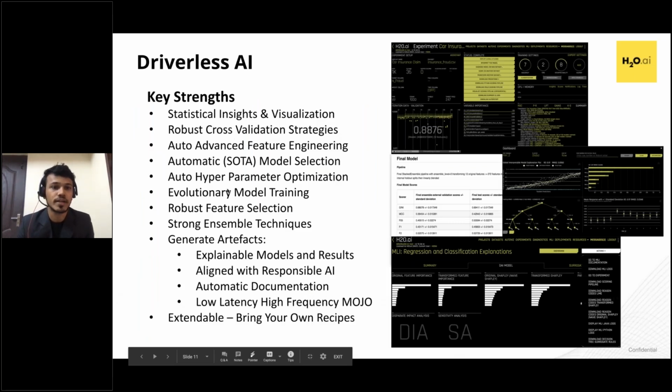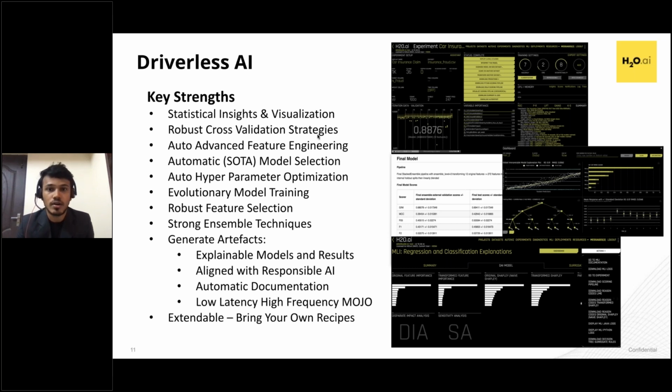To pick a few, right? The state-of-the-art model selection and cross-validation strategies. These are being battle tested by our Kaggle grandmasters, hundreds of AI experts internally, and a lot of open source data sets available, right? So there are some of the key advantages you would get when you use Driverless AI compared to doing this on your own. And also Mojo, right?